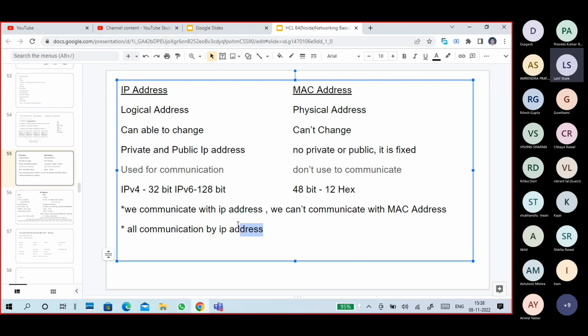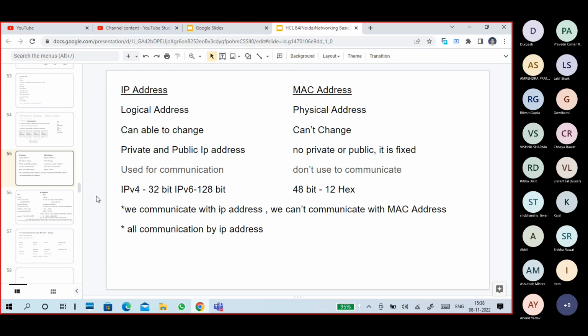Again, all communication is by IP address only. We cannot send a packet with the MAC address directly. While you are sending a packet from source to destination, the packet contains the source MAC address, destination MAC address, source IP address, and destination IP address.